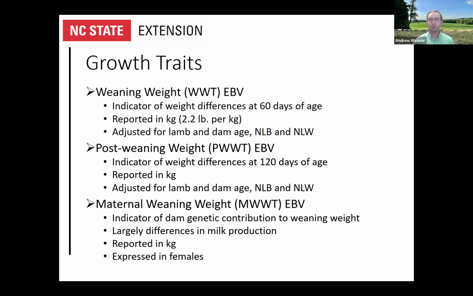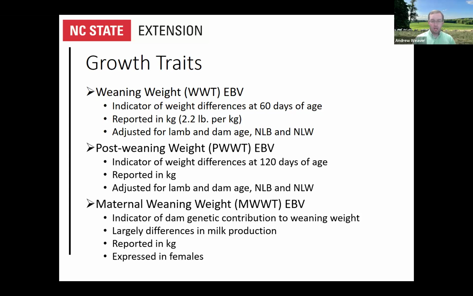So we look at predicted differences in weaning weight based on an individual's pedigree information, and then say, did that animal grow faster than expected or slower than expected? And we can attribute some of that difference there to what the dam provided. Did she milk more? Did she milk less?